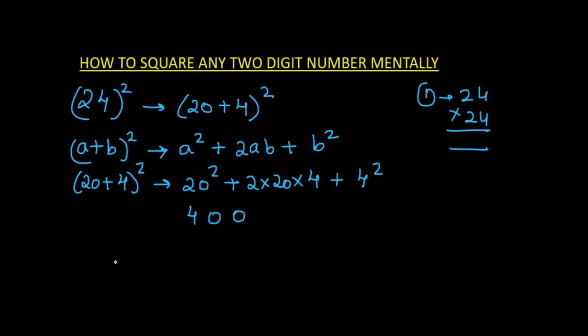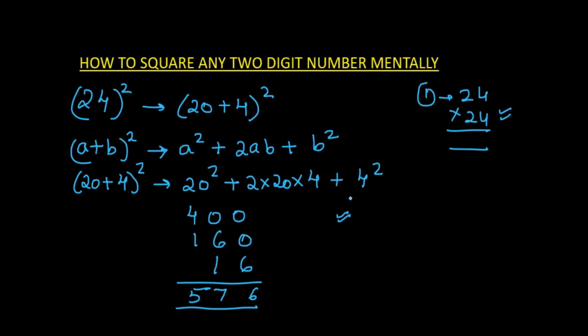So 20 square is 400. 2 times 20 times 4 is 160 and 4 square is 16. And when we add it, we get 576. So this is the systematic traditional approach for solving the question. Either you do a 2 by 2 multiplication or you do it this way. Now, how do we do it mentally in just one step?